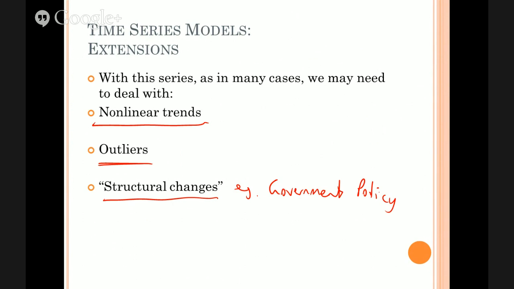Now, that's all I'm going to say about those extensions, simply to say they're there. They require a whole set of extra tools that we haven't looked at, but hopefully you've got a little bit of a taste of the most basic bread and butter time series model, and can start, if you do want to read more or learn more in the future, to explore some of these extensions that are necessary.